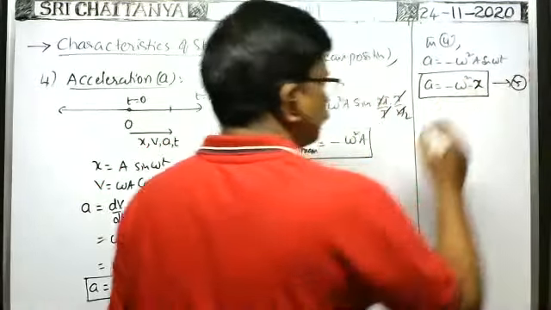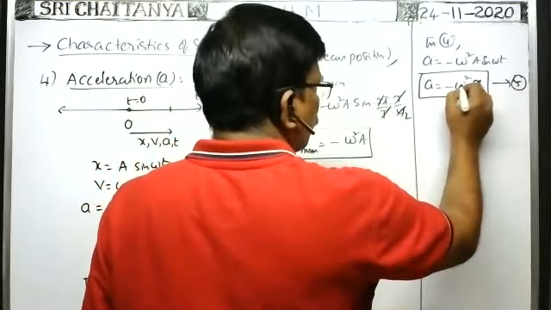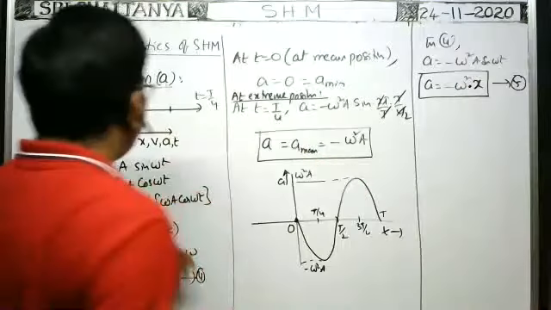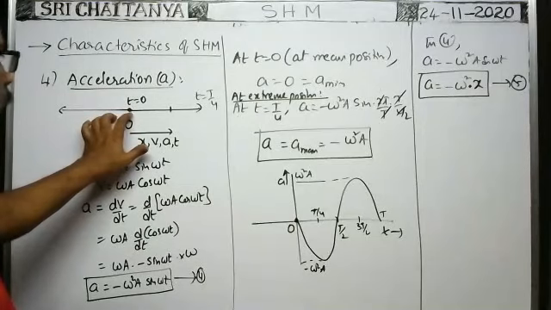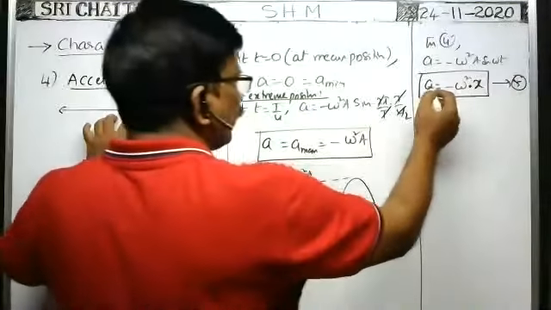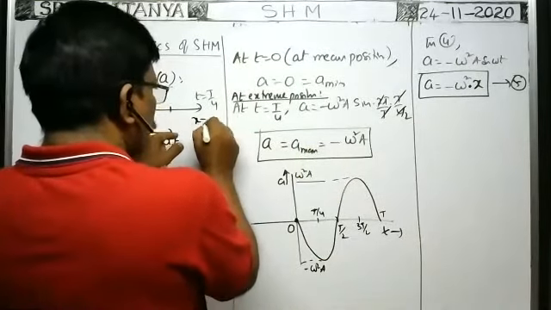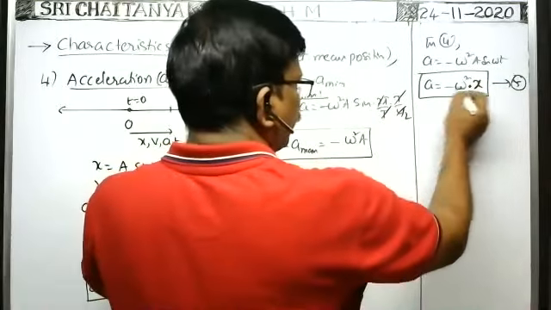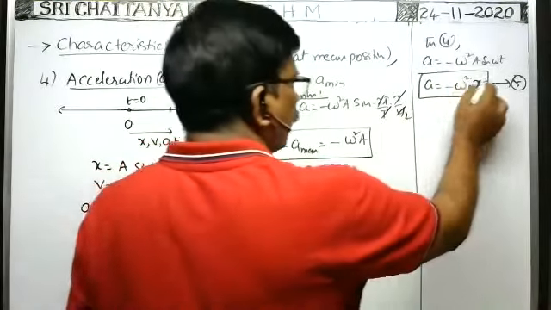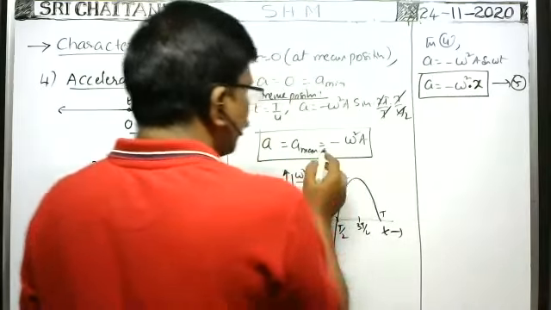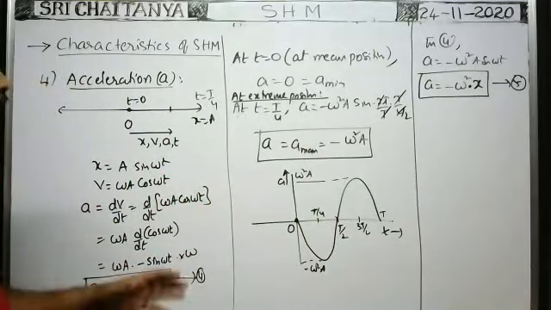It is equation 5. The acceleration of the particle varies with displacement according to the equation a equal to minus omega square x. At mean position, x is equal to 0. When x is equal to 0, a is equal to 0. At extreme position, x is equal to amplitude, capital A. So when x is equal to A, then a is equal to minus omega square A. That is the formula for maximum acceleration, which is omega square A in magnitude.